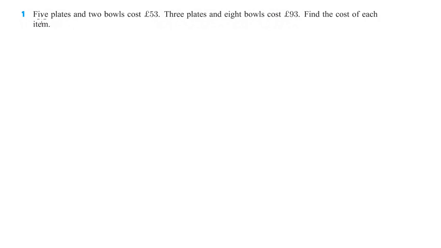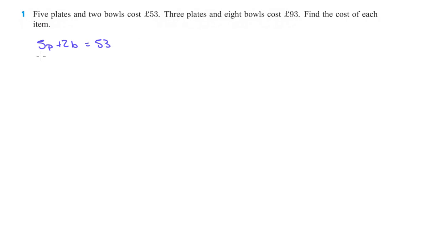Okay. First one, 5 plates, 2 bowls cost 53 pounds, I believe is what that stands for. So what we want to do is set up some simultaneous equations. So we know that, let's say, 5 plates, let's call that 5P, plus 2 bowls, we'll call that 2B, equals 53.